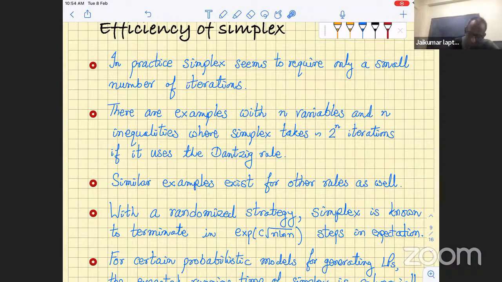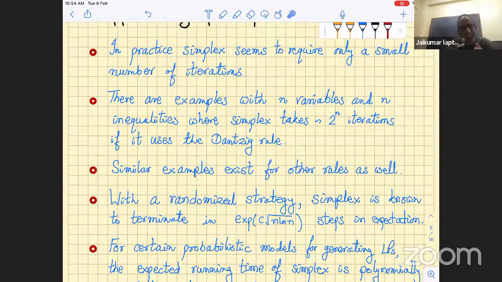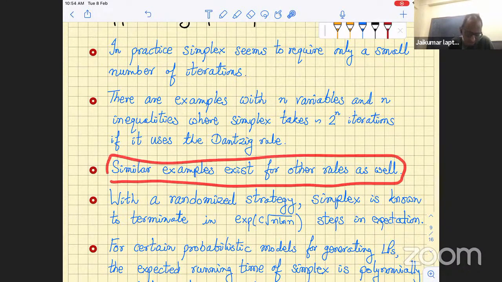But then there are examples, called the Klee-Minty examples, where you have n equations and n variables, and those equations have been set so badly that if you use the Dantzig rule, which is the largest coefficient in the objective function, then you would need about 2 to the n steps. Simplex would take 2 to the n steps. And similar examples have been constructed for other rules.